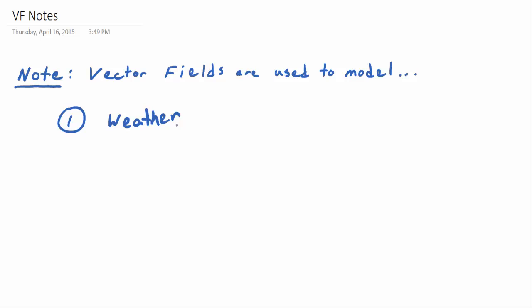That would be a velocity field, wouldn't it? A wind velocity field would be pretty cool to look at. So maybe a wind velocity field. And we know that vectors are very good at representing velocities, right? Now, you might not make the length of the vector correspond to the true velocity. They might be proportional, right?